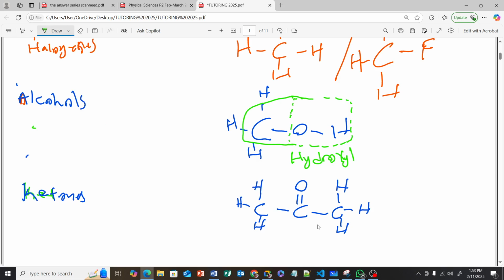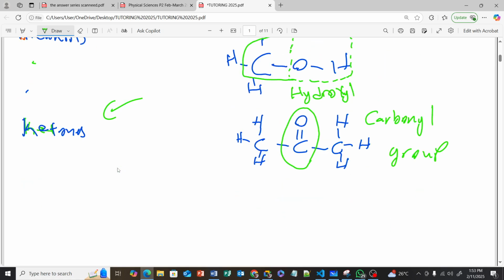This is the functional group of a ketone, and we call that a carbonyl group. That is the name of the functional group of ketones. Now ketones is not the only homologous series. Remember, the names that I'm writing here, I call them homologous series. They are family names. Ketones is not the only one that has a carbonyl group as a functional group. There is another family name called aldehydes.